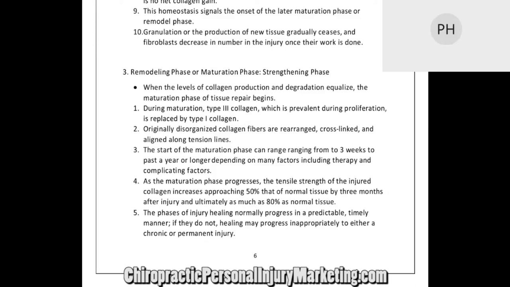The start of the maturation phase can range from 3 weeks to past a year or longer, depending on many factors, including therapy and complicating factors. As the maturation phase progresses, the tensile strength of the injured collagen increases, approaching 50% of the normal tissue at 3 months after the injury, and ultimately as much as 80% of normal tissue. So the phases of injury healing normally progress in a predictable, timely manner. If they do not, healing may progress inappropriately to either a chronic or permanent injury.